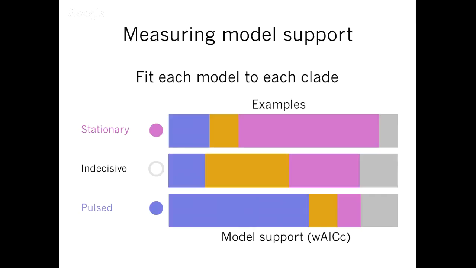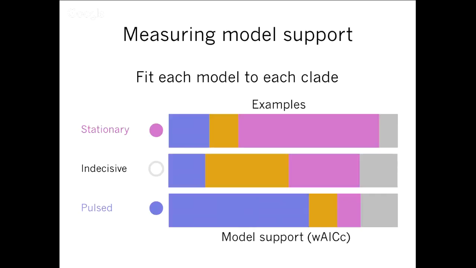Just to give you a quick idea of how we were assessing model support. We used AIC weights with the small sample size correction, and we applied a criterion that said a model class must be at least twice as good as any competing model class for it to be selected. So, for example, in the first row, we have a stationary model. The pinkish color represents an OU process, and that received twice the weight of any competing class, so it was selected. On the bottom, we have a pulse model. Again, blue is twice as strong as any competing model, so that was selected.